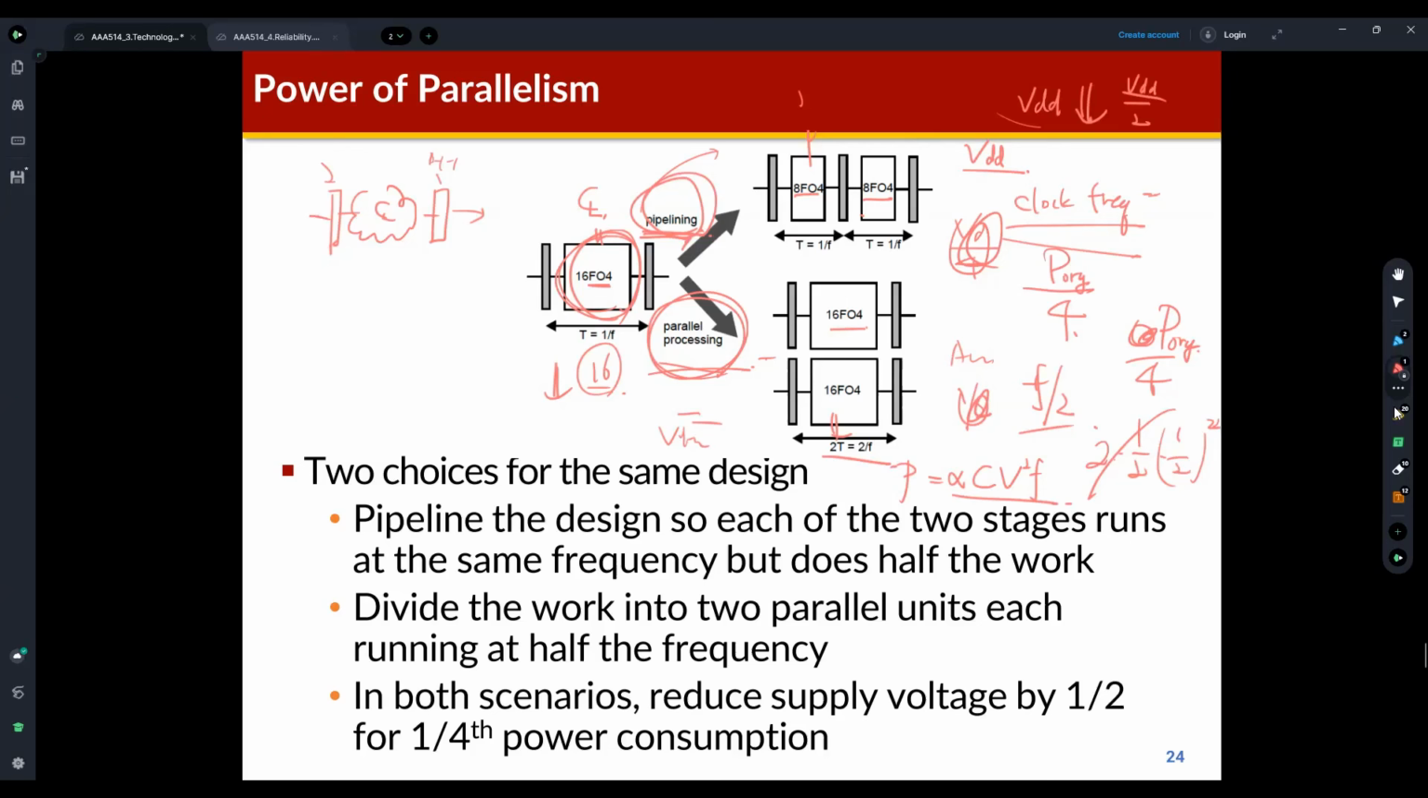So what can you say? We can apply different approaches like pipelining or parallel processing. If we just focus on the dynamic power consumption, with pipelining and with parallel processing, the power consumption can be decreased. So we can apply different design approaches to achieve lower power consumption, or lower dynamic power consumption.